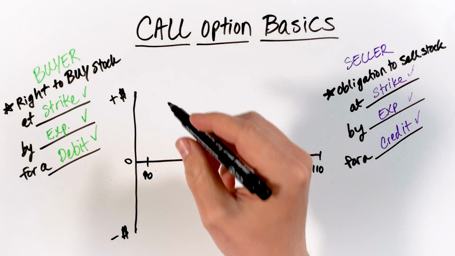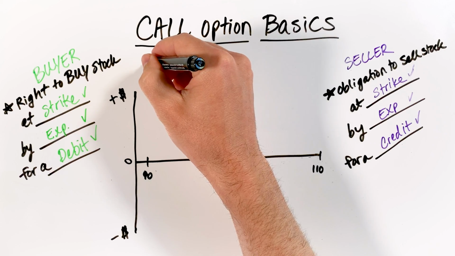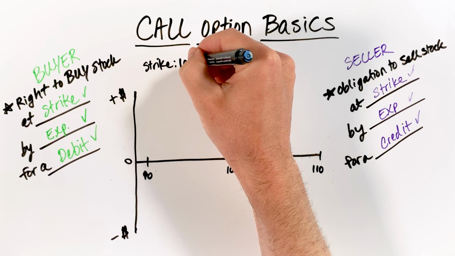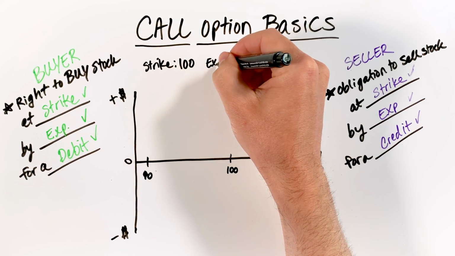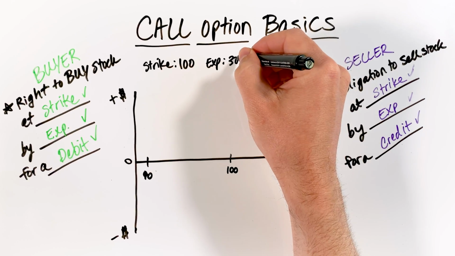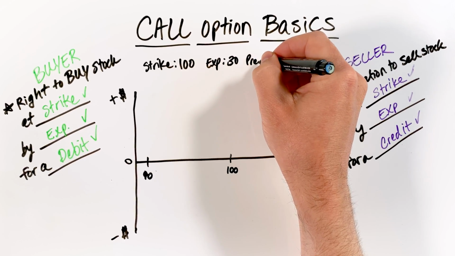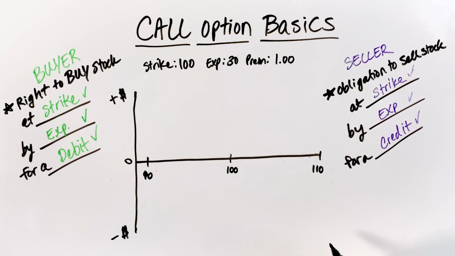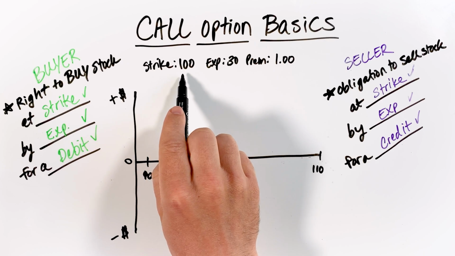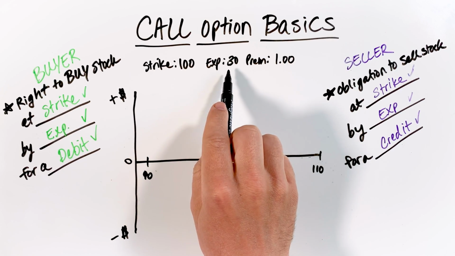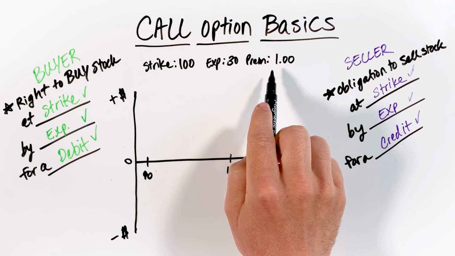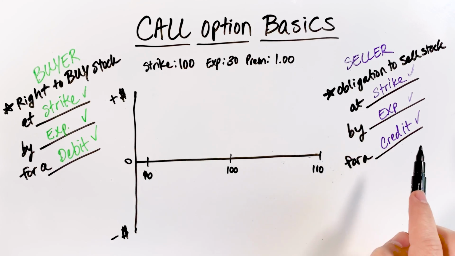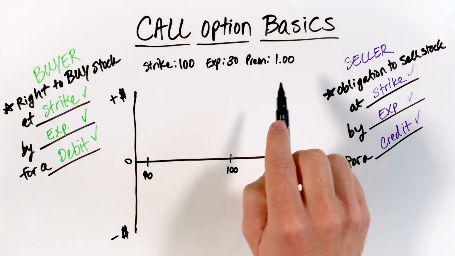So for the purposes of ours, we're going to assume that the strike price of our contract is $100 and the expiration date is 30 days. And the premium that the option contract requires is $1. So we're just going to keep it really, really simple. The strike price for our contract is $100. The expiration is 30 days from today. And the premium that the contract requires to be paid by the buyer, which the seller collects, is $1.